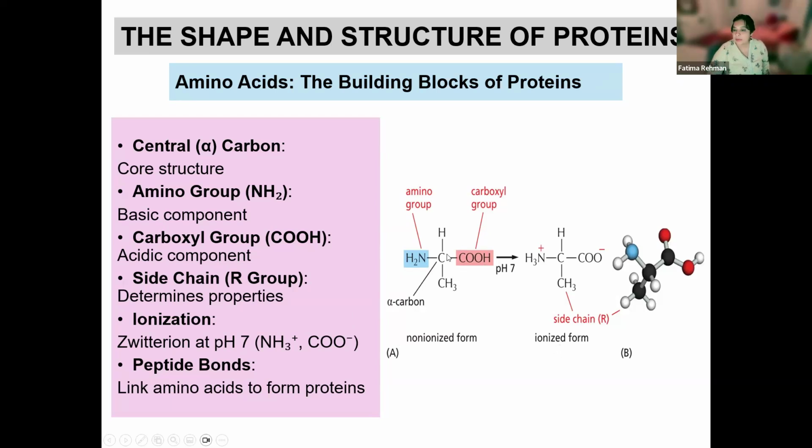Now, once you have different amino acids, you can click them together or bind them together through covalent bonds that are called peptide bonds, and we'll go over how they're formed. So in a non-ionized form, you are going to see that there is no charge on this particular amino acid. In its ionized form, you will have a negative charge on your carboxyl and a positive charge on that amine group.